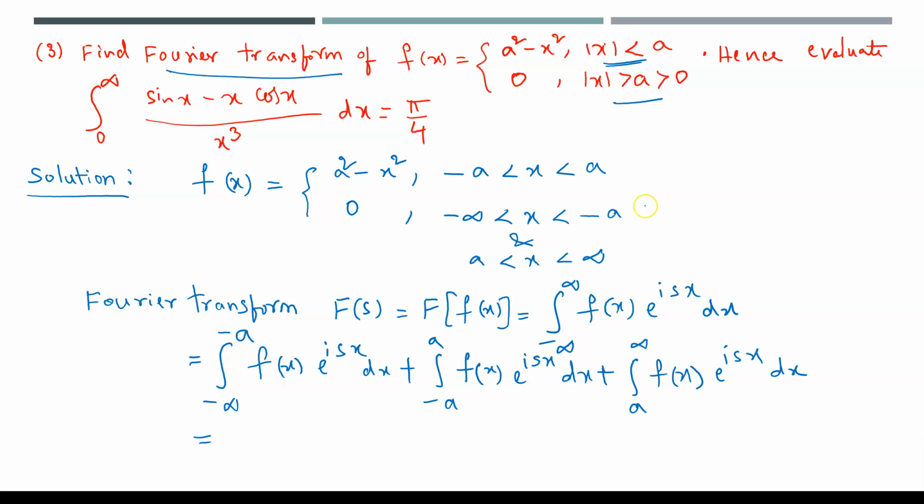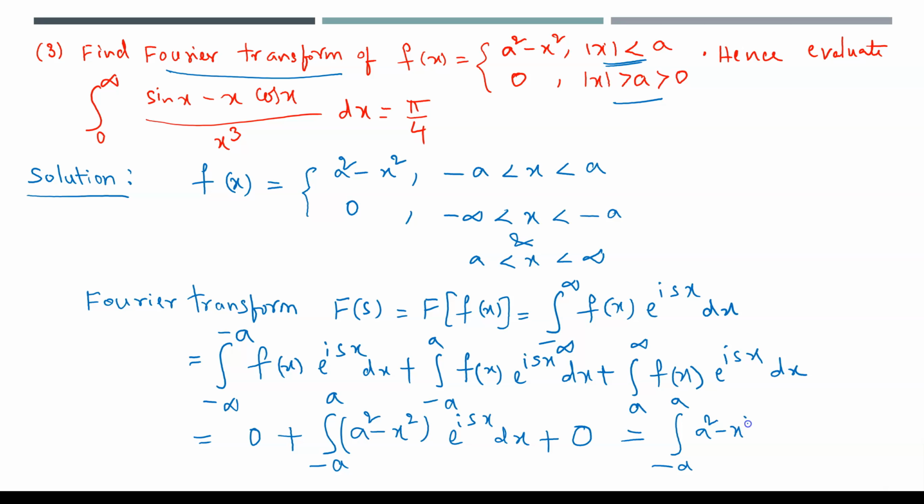Now in the interval minus infinity to minus a the function is 0, so the first integral becomes 0. In the second integral, between the limits minus a to a, the value of the function is a square minus x square, into e power isx dx. Again in the third interval, a to infinity, the value of the function is 0, so the third integral becomes 0. So we have to evaluate the integral from minus a to a of (a square minus x square) e power isx dx. To evaluate this integral, we use the integral uv rule.